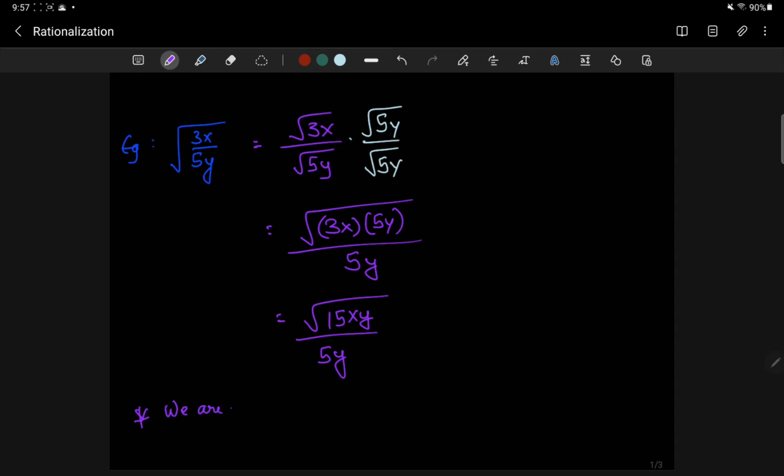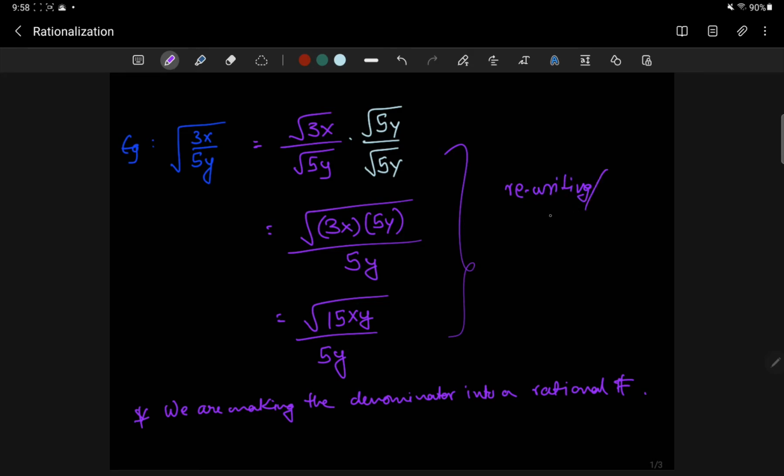So what we are achieving here is we are making the denominator into a rational number. Okay. Now this process here, this is not solving. We're not solving for anything. This process is just a process of rewriting or simplifying.